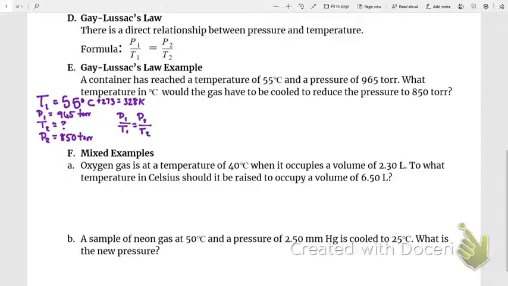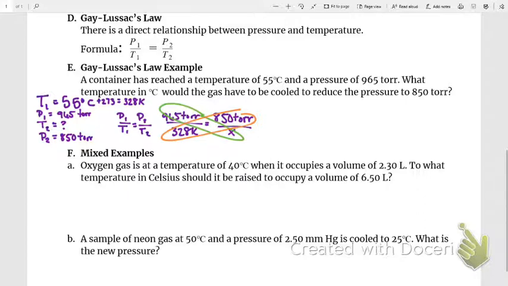So the 965 torr over the 328 Kelvin is equal to our new pressure of 850 torr, so we can see that pressure is dropping, so we could probably safely assume that temperature is dropping. Again, you cross multiply, so you multiply what's diagonal to one another.